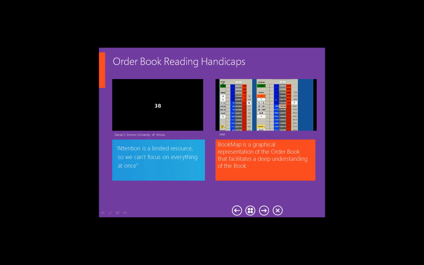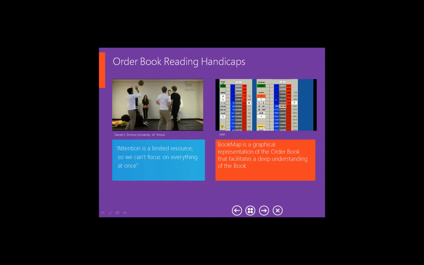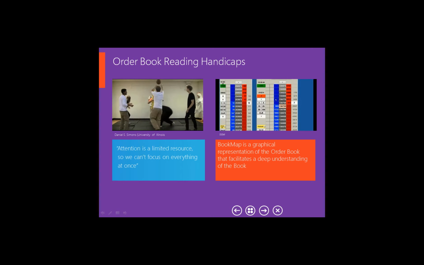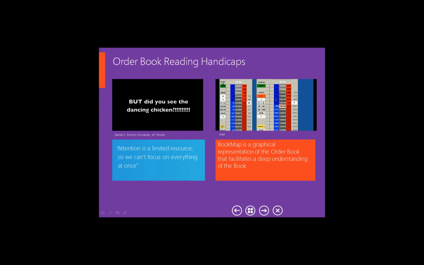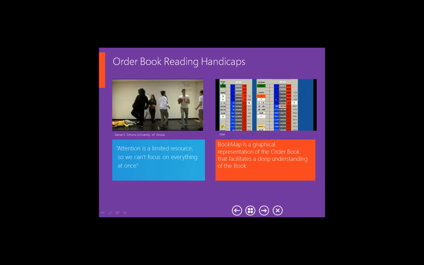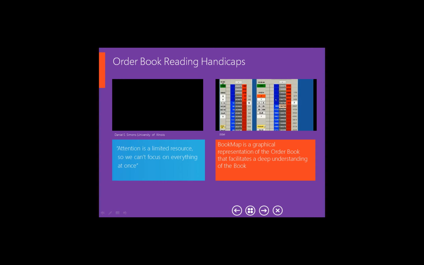The correct answer is 38. But did you see the banana getting tackled by a gorilla? But did you see the dancing chicken? Excuse me for the joke.